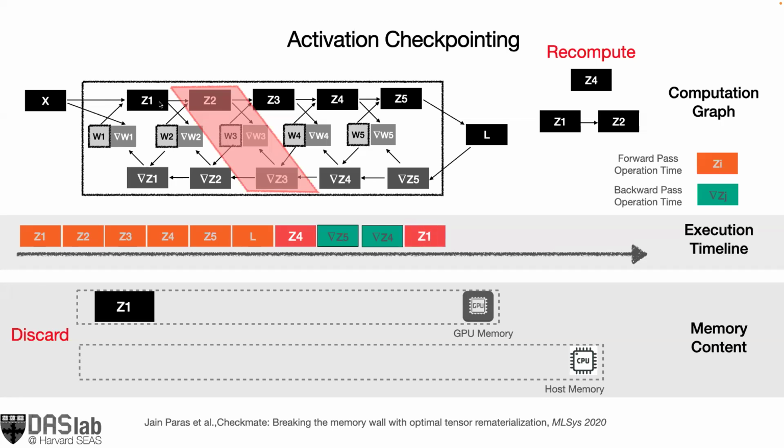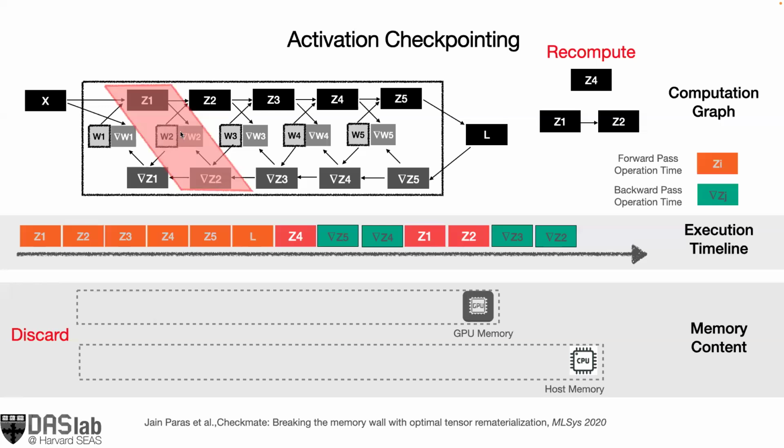To calculate Z1, we need X as our inputs and W1. So we get our inputs and get W1, and we use these two to get Z1. And with Z1, we calculate Z2. Now that we have Z2, we can update W3. After we update W3, we continue to update W2, and then it finishes.